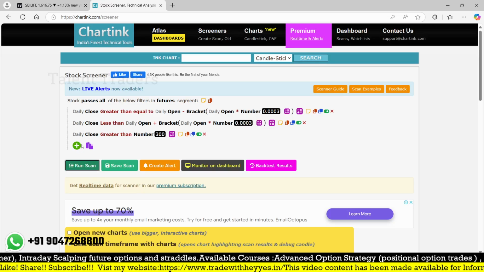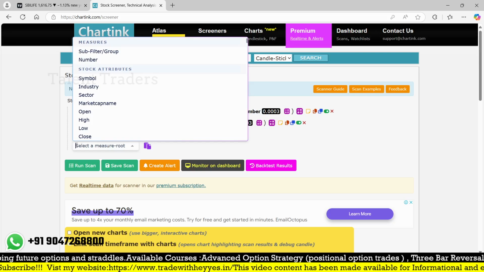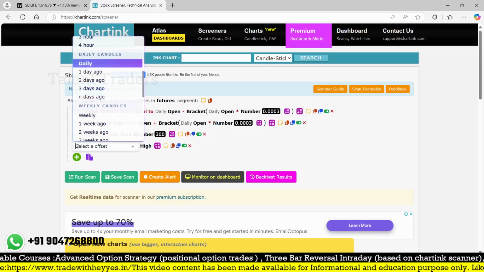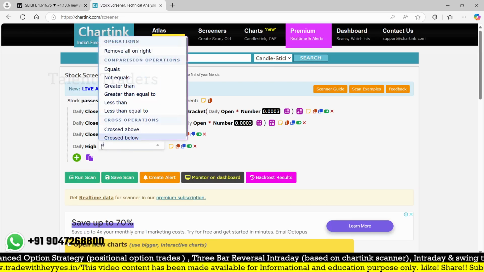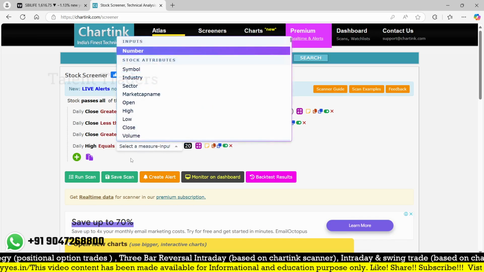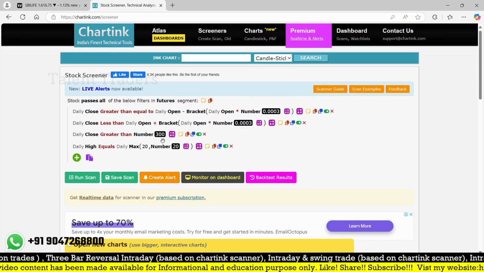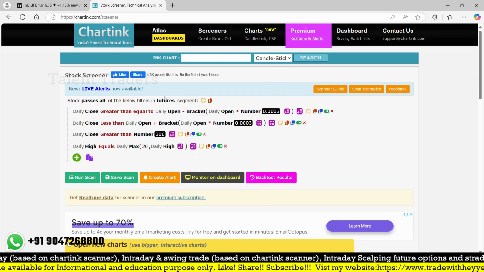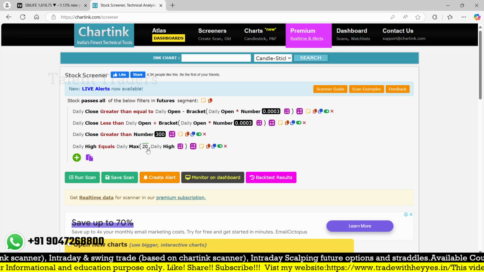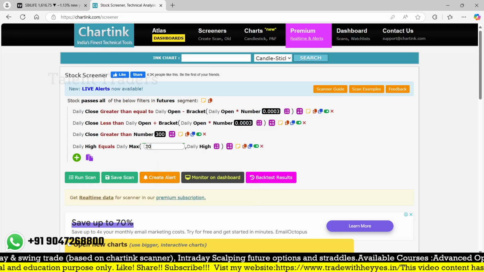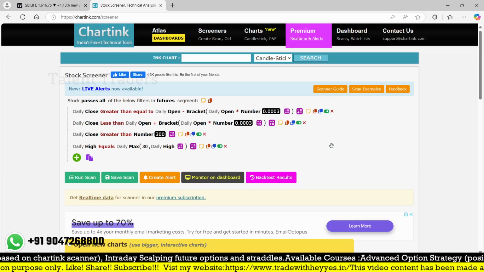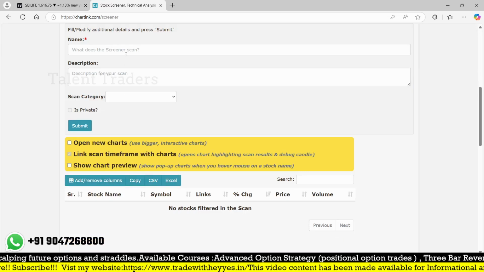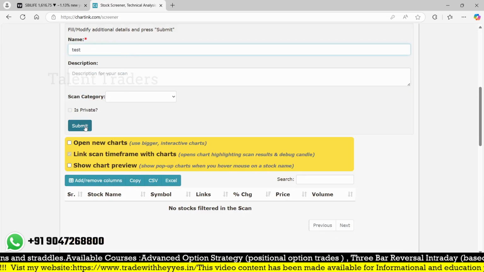And the final line, this is what we use for a selling opportunity at a higher level: the day high must be equal to the daily high. Here I'm using the maximum function, not minimum, maximum of high, and the number of days you want you just enter in the bracket. Maybe I'm looking for a 30-day high. There is a reversal, and it should be forming a doji, a day high doji, sorry, a 30-candle high.